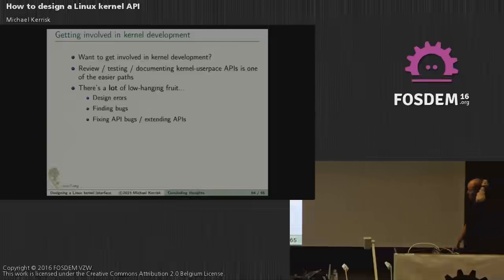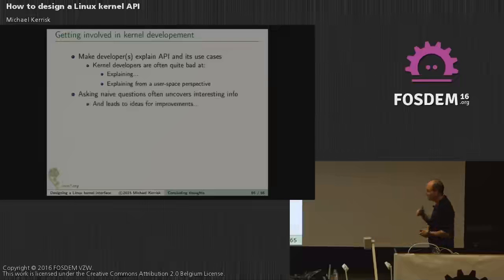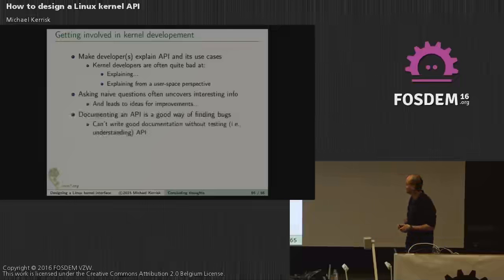If you want to get involved in kernel development, I would say the stuff I've talked about here is one easy path. In terms of reviewing and testing and documenting APIs, there's a lot of ways to get involved with the kernel. There's a lot of low-hanging fruit, a lot of design errors that are easily found, a lot of bugs that are easily found, and actually often easily fixed. And just to say some things about that. Things that you can do: make kernel developers explain what they're doing. Kernel developers, it turns out, are often pretty bad at explaining. And if you just make them explain at more length, you find out interesting things about their APIs and often ways to suggest things to be improved.